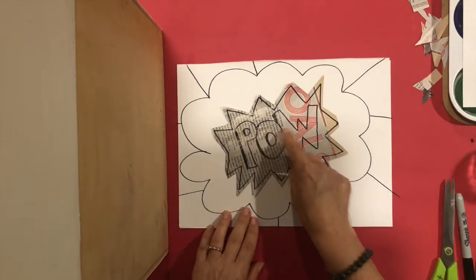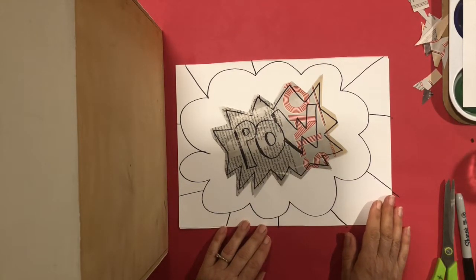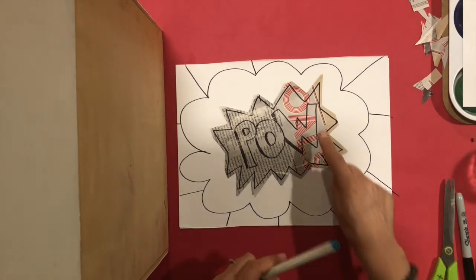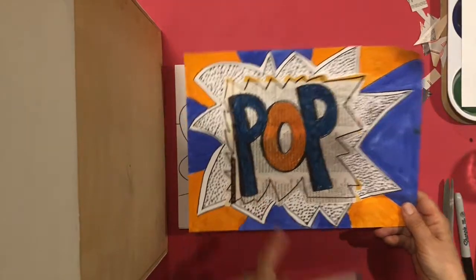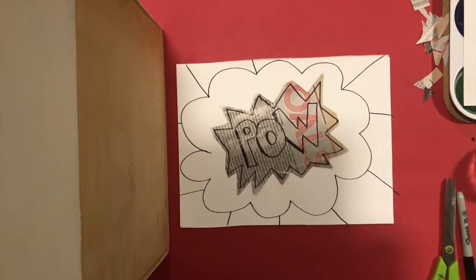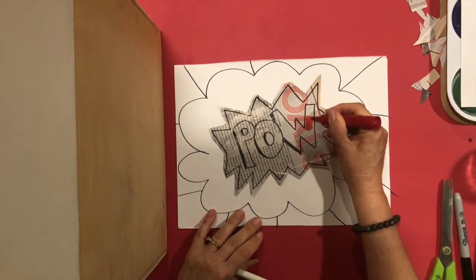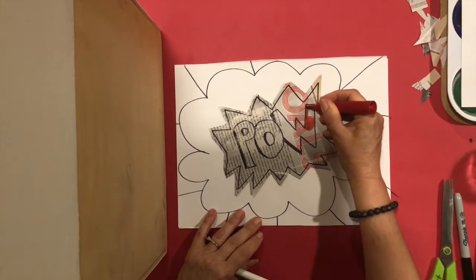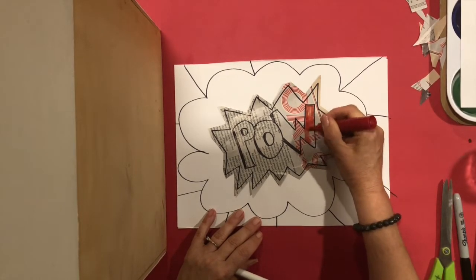We need to colour our word to make it stand out. At this point you can choose whatever you'd like to colour it with. I did crayon in this example. I'm going to try out marker to see if that will cover it a little better, or you could even try paint. I think I'll try the marker for this.